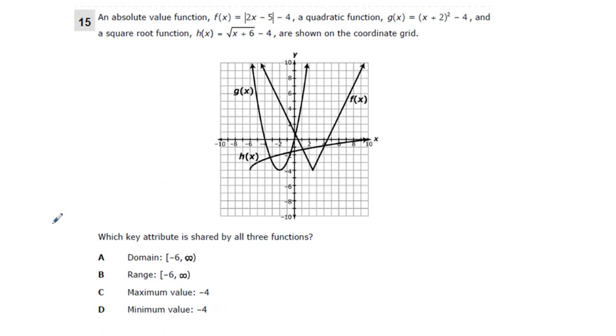Okay, the last one we're going to look at in these sample problems is 15, absolute value function. You have f(x) equals the absolute value of the quantity 2x minus 5, minus 4, quadratic function g(x) equals the quantity x plus 2 squared minus 4, and a square root function h(x) equals the square root of the quantity x plus 6, minus 4 are shown on the coordinate grid. What key attribute is shared by all three functions?